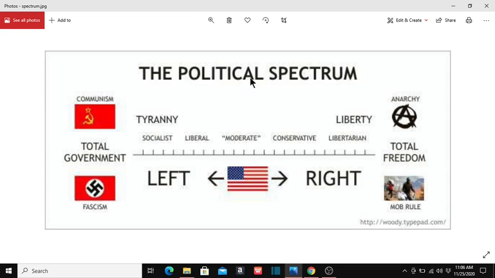Then you have the center or the independents. To get an overall understanding, especially of politics today in America, most people would consider conservative to be a far right ideology when in actuality it's a center right ideology. Most Republicans in America are conservatives. That would be center right, not far right.